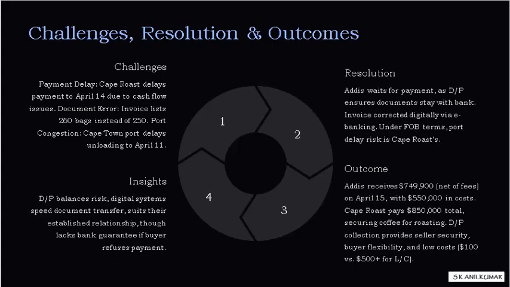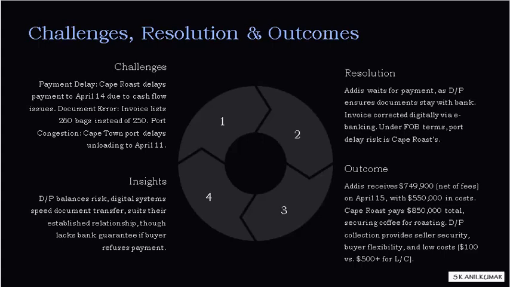The invoice will list 260 bags instead of 250. If the documents are digital, it can be rectified. Otherwise, there will be rejection in the port or elsewhere. Sometimes there is port congestion, which will cause delay in unloading. But this is FOB, so the risk is transferred, and because it is DP, the payment is not made until the party accepts the goods.